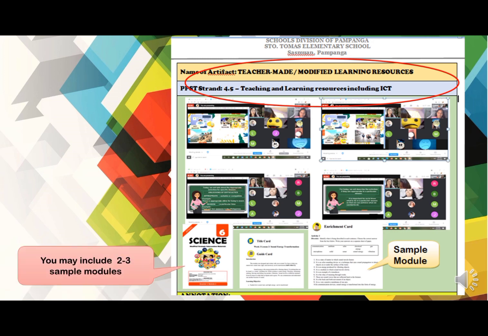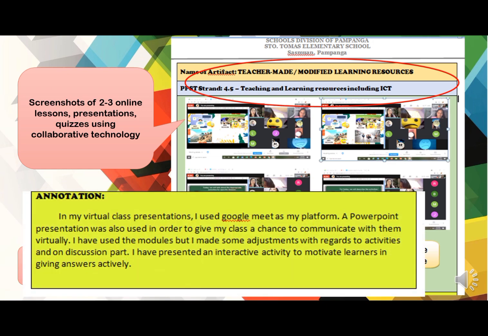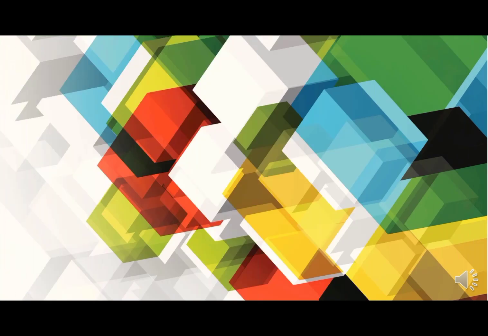You may include 2 to 3 sample modules in here. Screenshots of 2 to 3 online lesson presentations, quizzes using collaborative technology. And of course, don't forget to put an annotation.